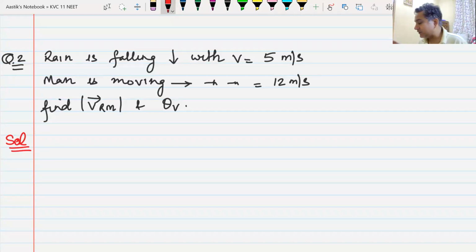Do we have anything that looks like an answer? Magnitude equals 13, sir. Magnitude. So velocity of rain with respect to man.